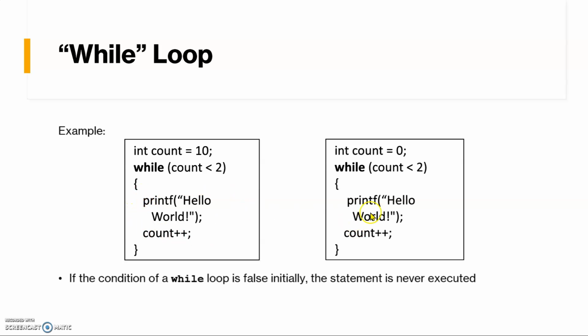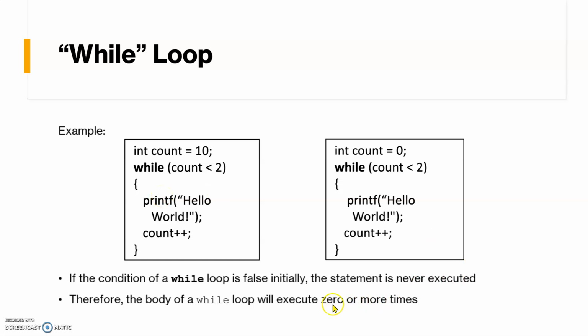Let us take one more condition. Count value is 0, less than 2, which is the earlier example. If you see here, these statements will be executed. This block is executed twice. So here we can come to a conclusion: a block of statements in the while loop can be executed 0 or more times. We can't say it as 1 or more times.